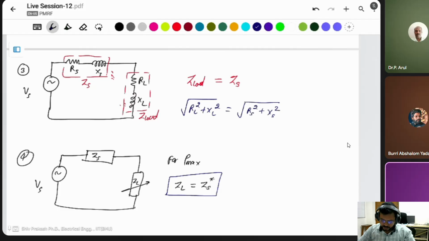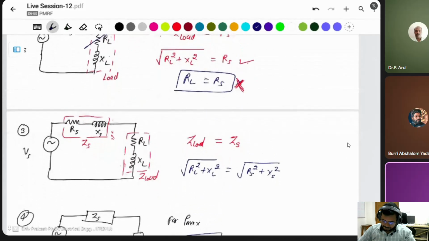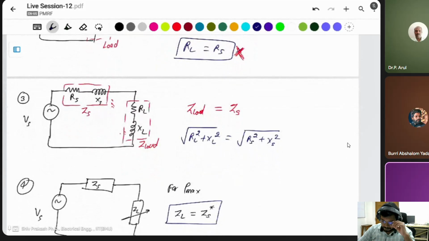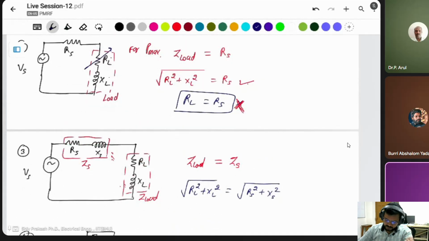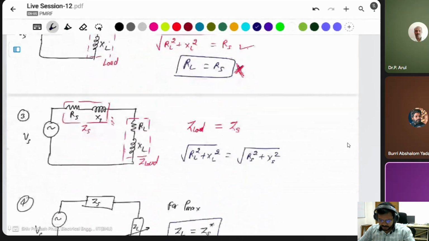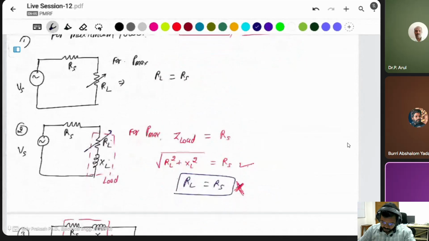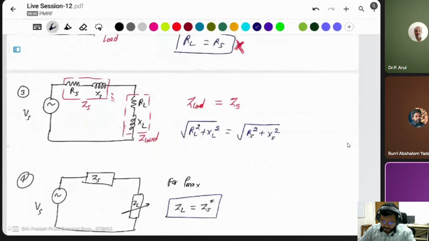Okay, this is the four conditions. In this case, anyone can vary, and you have to check like that, in case of impedances.